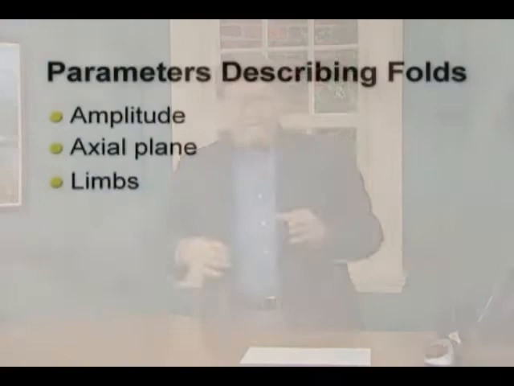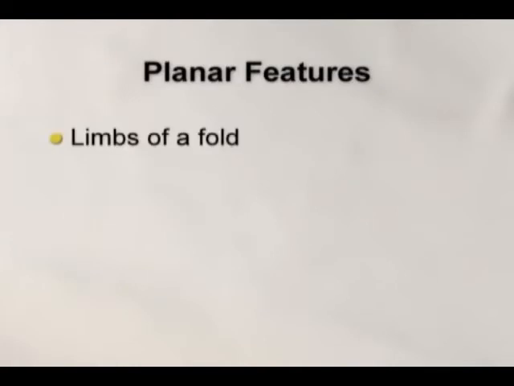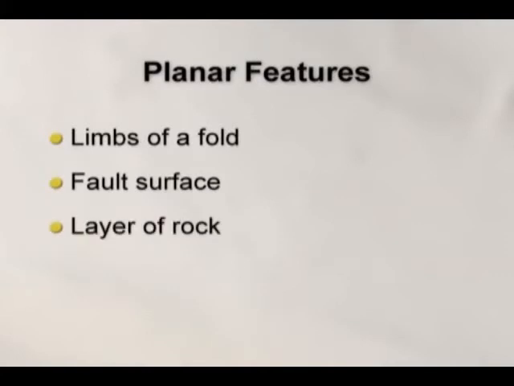Now, one of the things we have to describe on the limbs, however, is their attitude in three-dimensional space. So we have a measurement we call strike and dip. Now, this is pretty important because there are all kinds of planar features out there. The limbs of a fold, of course, is a planar feature. A fault surface is a planar feature. A layer of rock is a planar feature. So if you want to describe this particular plane, let's say, to someone else and have them picture it clearly in their minds, what you do is you measure what we call strike and dip.